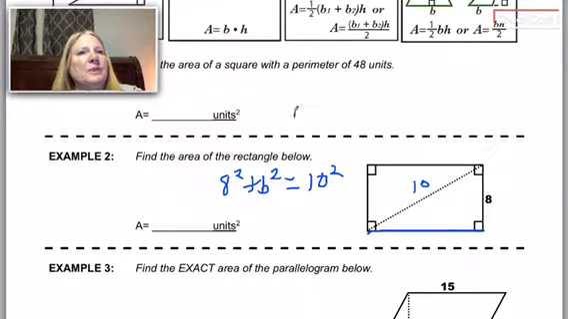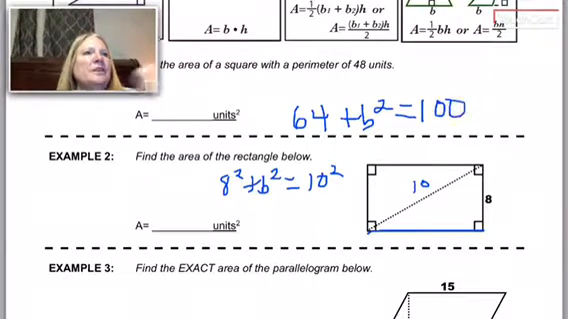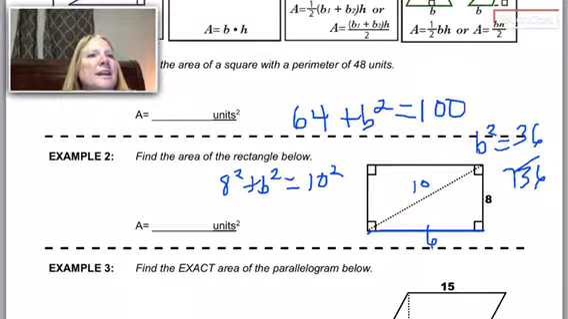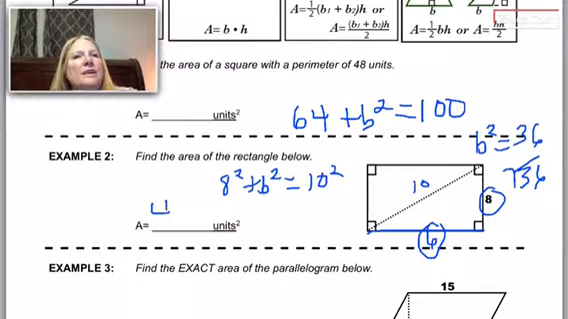I used a triple here. 64 plus b squared is equal to 100. And if you subtract 64 from both sides, you get b squared is equal to 36, and the square root of 36 is 6. And then we just multiply 6 times 8, and you get 48.